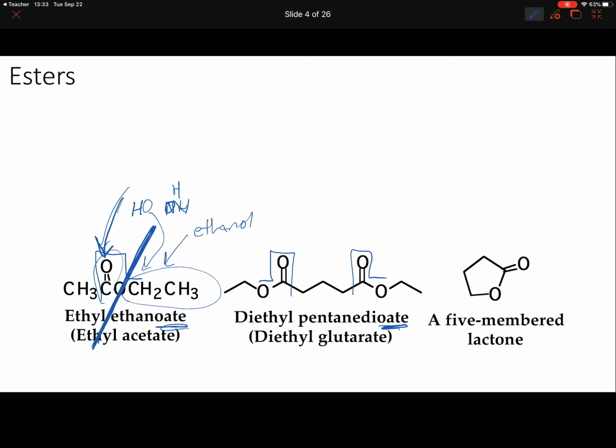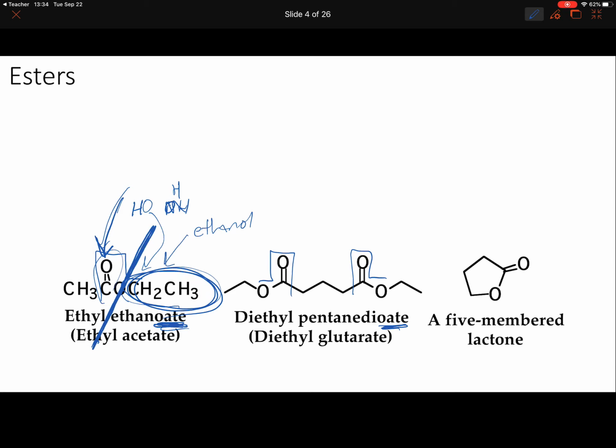Be ethanol. So the name ethyl ethanoate comes from the fact that there's an ethyl group stuck on an ethanoic acid, but the ethanoic acid, right? It's not an ethanoic acid anymore. We say ethanoate. Ethanoate, the name there indicates that it's the ester. Let's look at another one.